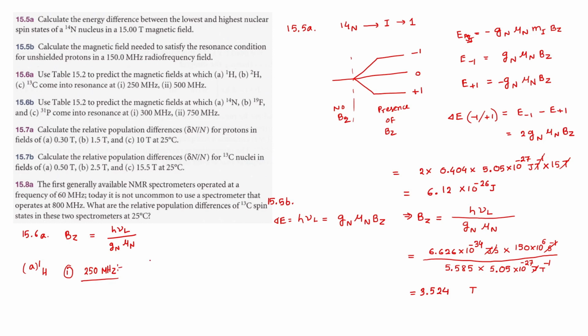So it will be the same. 6.6 to Bz will be 6.626 into 10 to the power minus 34 joule second into, now instead of the previous 250 into 10 to the power 6 second inverse, as we are using proton NMR, 5.585 into 5.05 into 10 to the power minus 27 joule Tesla inverse. So let us see how much we will get.